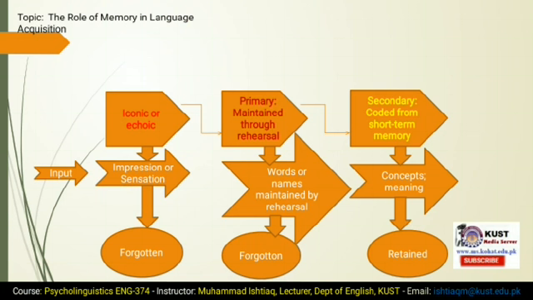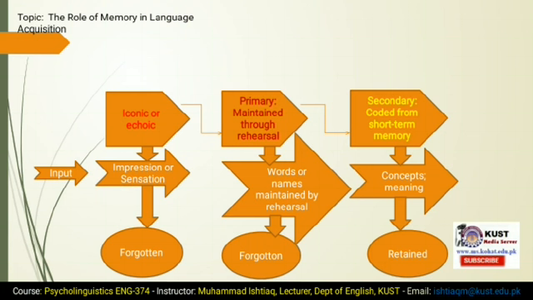actually indicates that information in iconic memory is soon forgotten because there's impression and sensation. They last for a very limited time. Similarly, information in the primary memory, short-term memory, in the form of words and names, is also forgotten very soon, whereas information in the secondary memory, or long-term memory, which is encoded, semantic information retained in the form of concepts and meanings, is retained rather than forgotten.